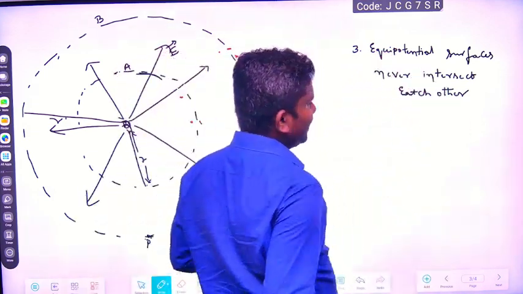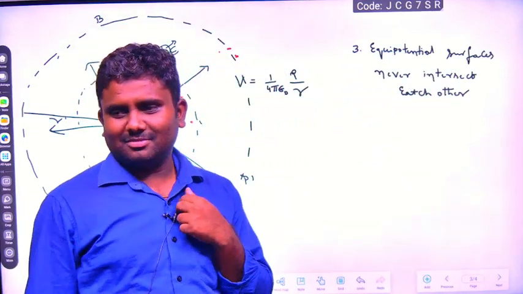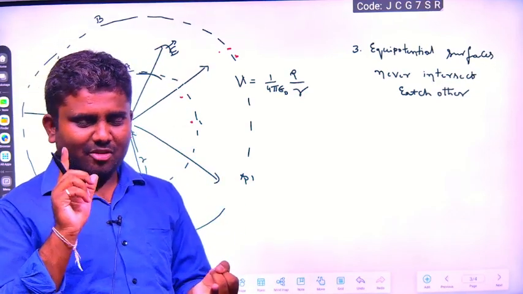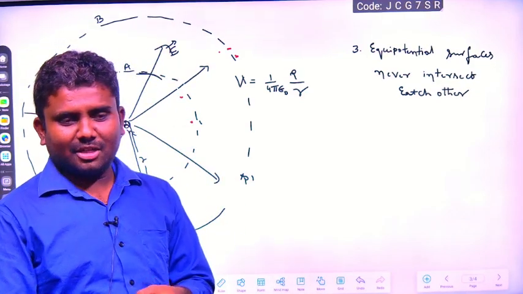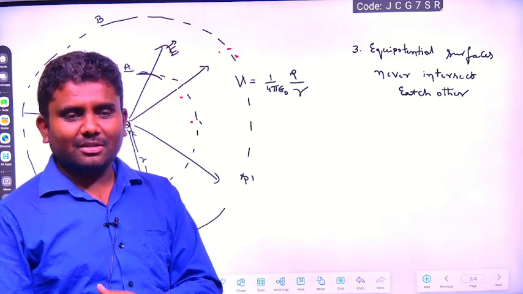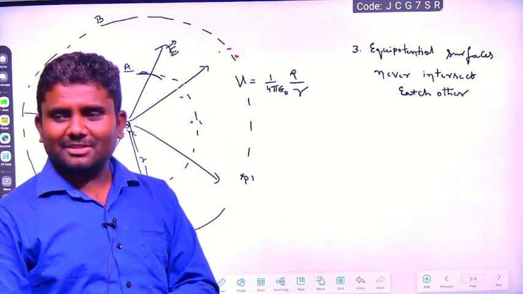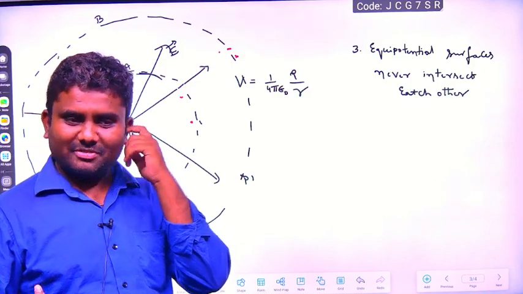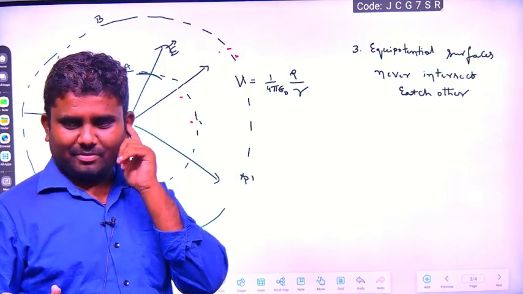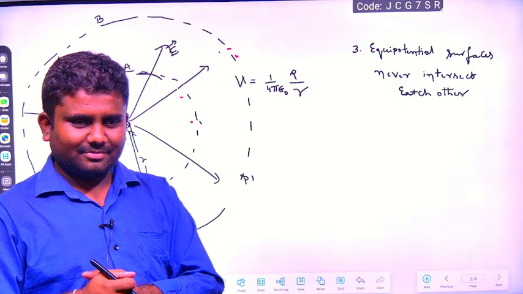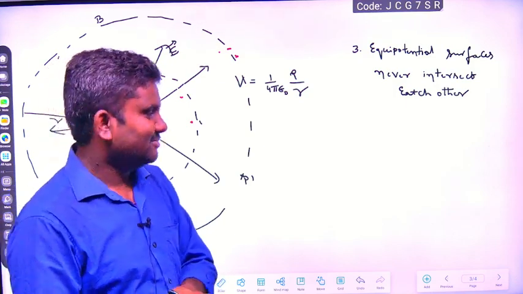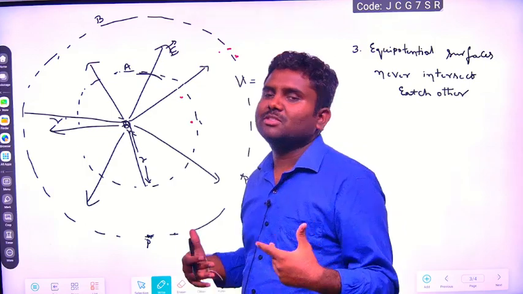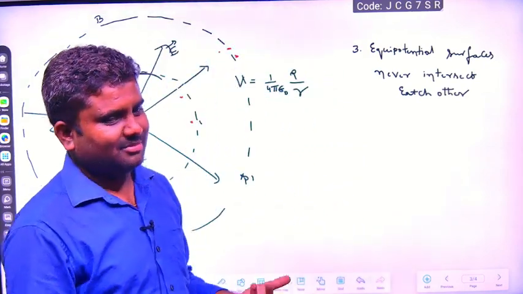So three points we have written. Any other points? Equipotential surfaces never intersect each other. Work done on an equipotential surface is zero. Then the electric field is always perpendicular, along the normal to the equipotential surface. Any other thing? That's it, right? So remember these three points, they will ask in the exam about equipotentials.